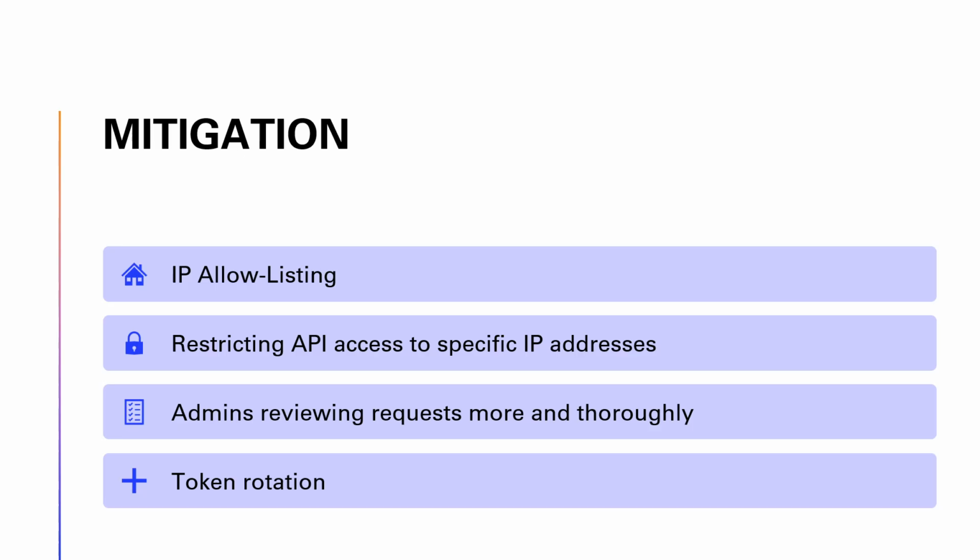Another precaution is the principle of token rotation. So just like when we change passwords, companies should regularly rotate OAuth tokens so that if an old one is stolen, it is practically deemed useless.